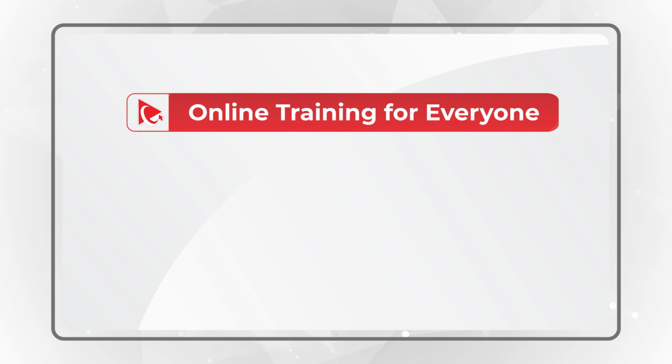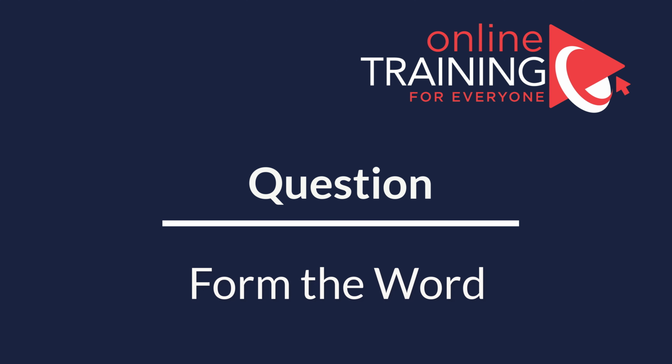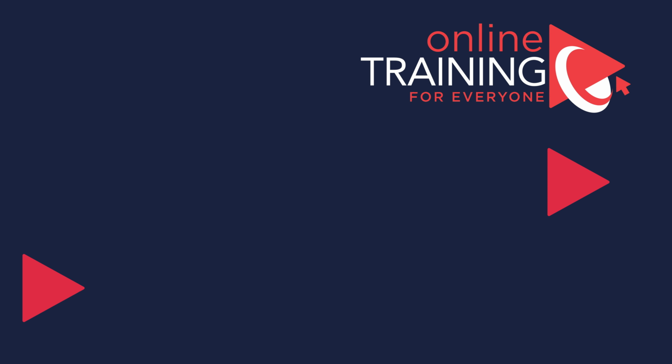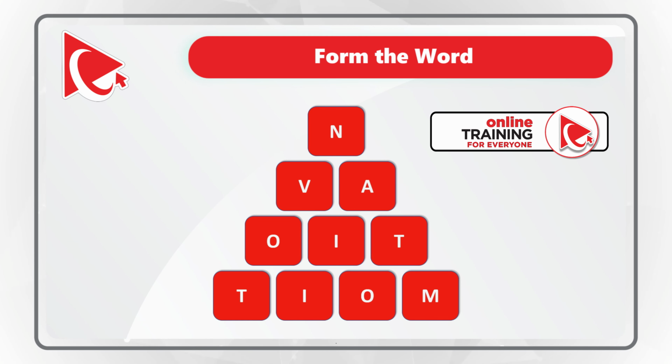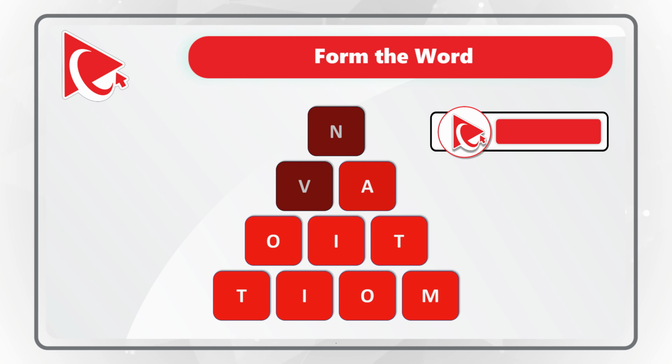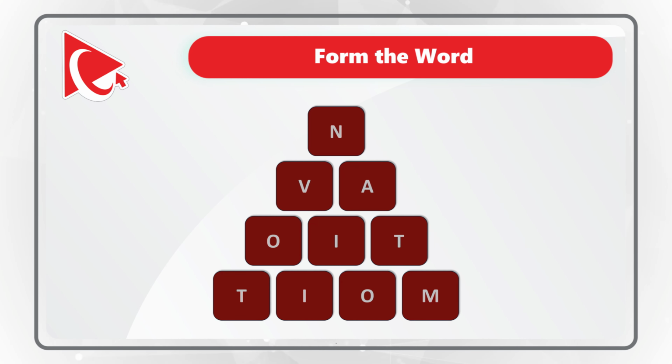And now let's continue to get you ready for the test. One of the very hard challenges is forming the words using certain number of letters of the English alphabet. In this question, you're presented with 10 letters, and you need to form the word using all the letters only once. The letters are N, V, A, O, I, T, and T, I, O, M. Do you see the word here?